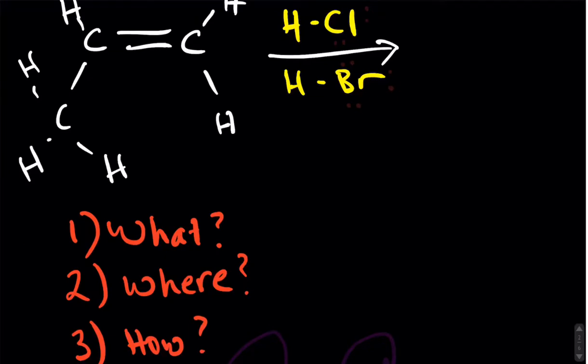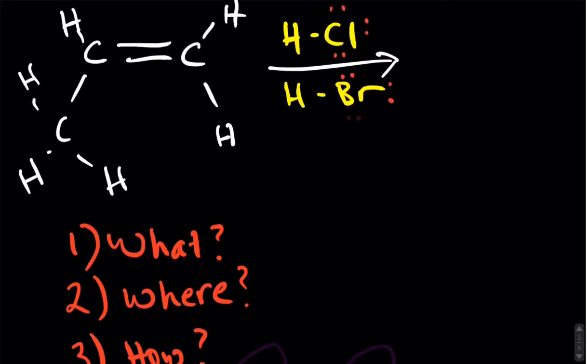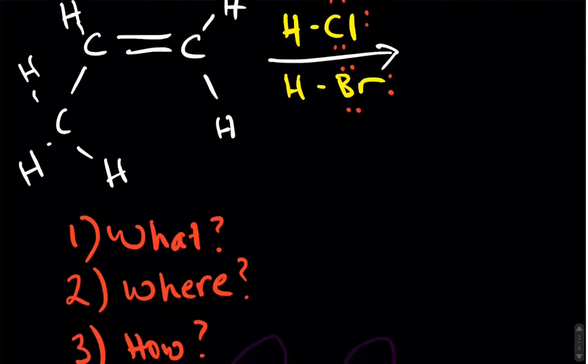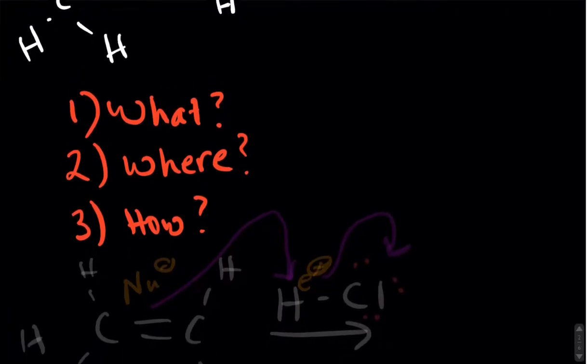So we know that for HCl and HBr, we have 3 lone pairs on each. So this is going to act as the area of the reaction. This is what's going to move the reaction forward, this ability for the electrons here to move, as well as the electrons in this double bond. So let's just go ahead and use one of these as an example. Let's use HCl.